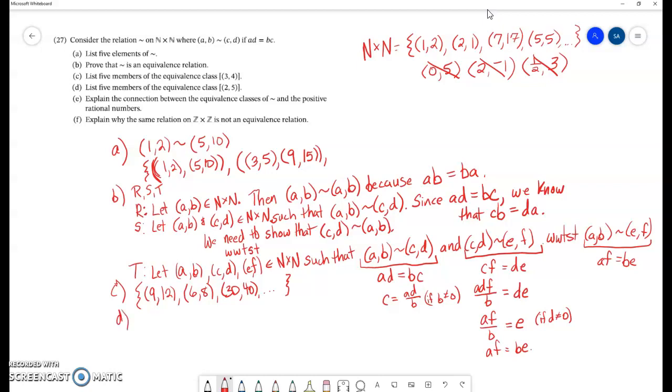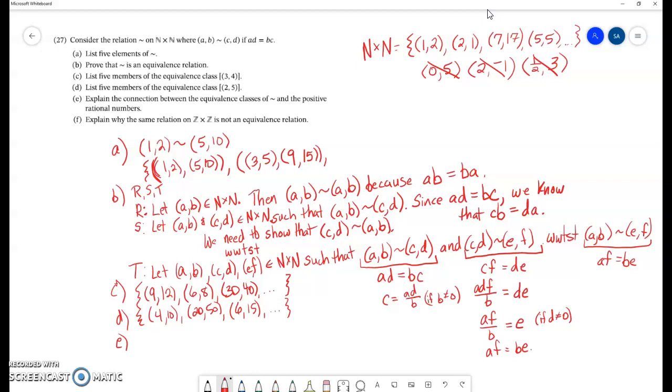For D, some examples might be 4, 10, 20, 50. I know I'm not listing out 5, but really the point is if the two numbers would reduce to 2/5, so 20 divided by 50 is the same as 2 divided by 5, then it's going to be part of this equivalence class. Okay, and the reason for that is because this symbol is really setting up fractions and equivalent fractions, the positive rational numbers.